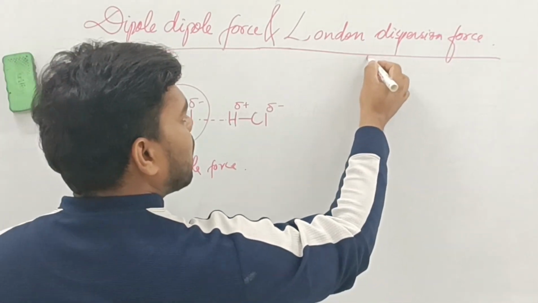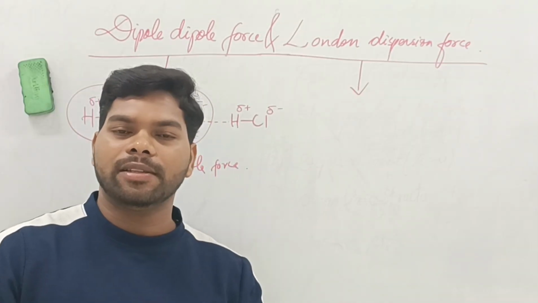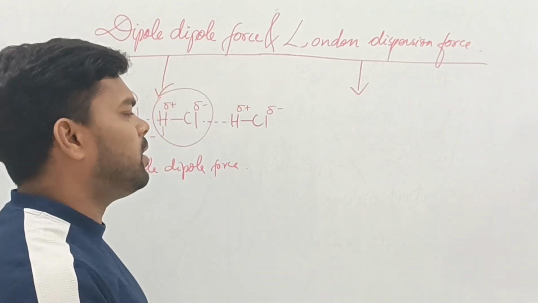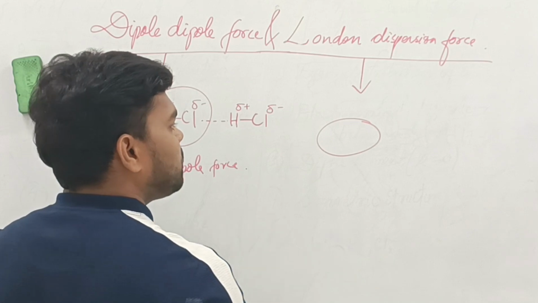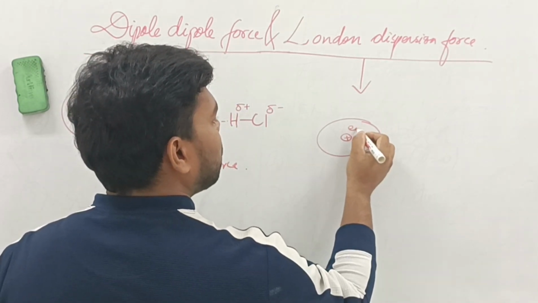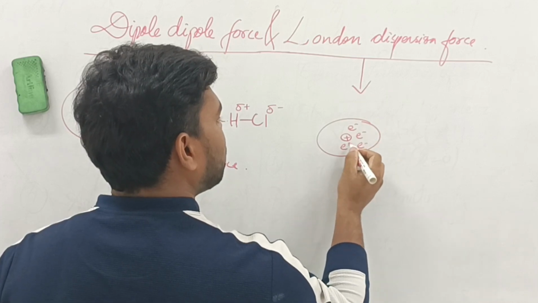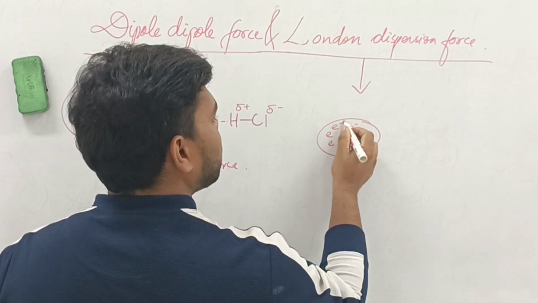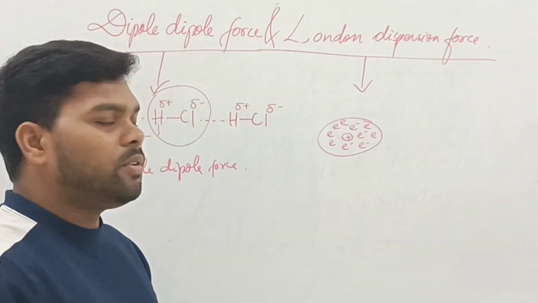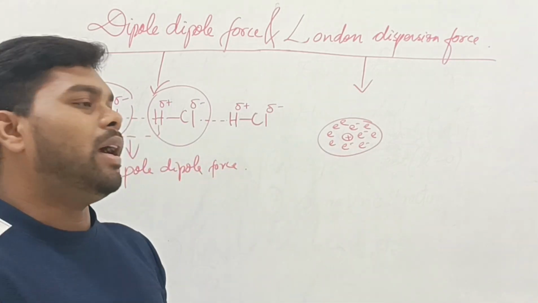Alright, how about London dispersion force? Imagine there is a neutral atom, like in the case of inert elements or noble gas elements. Let's say this is the atom. Here there is a positive charge, and randomly there are some electrons: 1, 2, 3, 4, 5, 6, 7, 8, 9, 10. At one point of time, these electrons will come apart.